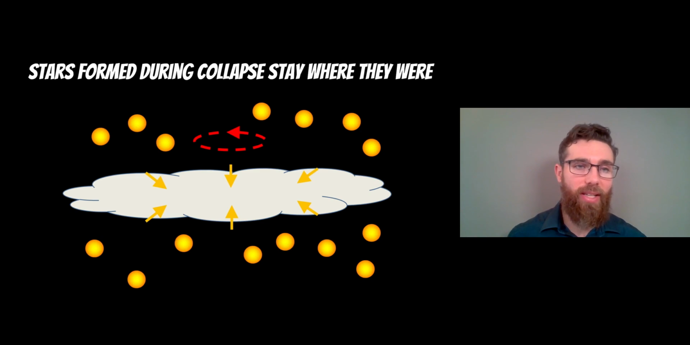As it's doing that, stars are forming locally in the cloud. It's also assumed that the majority of stars form during the collapse, and stars stay where they form, so that would result in a lot of stars outside of the final disk shape of the galaxy. So you end up with a lot of stars above and below this disk that would be our spiral galaxy.